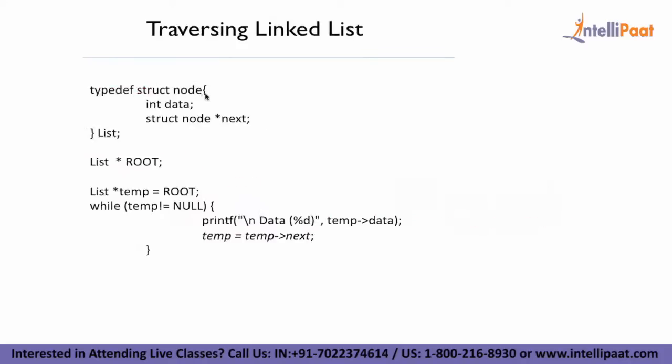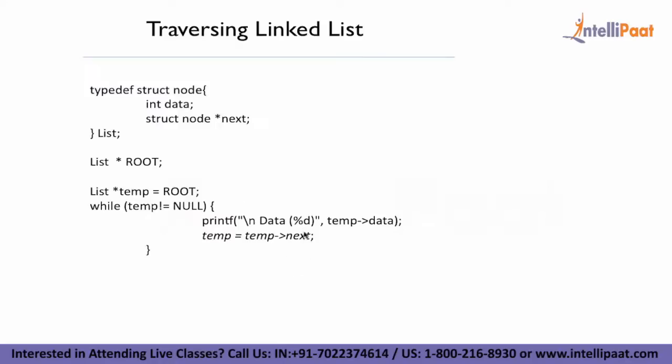For example, we have declared a structure like this, which has a data part as an integer and a next part. Then this is a root element, and we generally take a temporary variable and assign it to the root. Then we run a loop which continues until temp is not equal to null. We print the data, like temp arrow data, and temp is assigned to the next element.